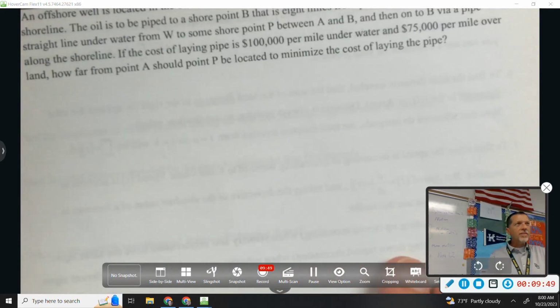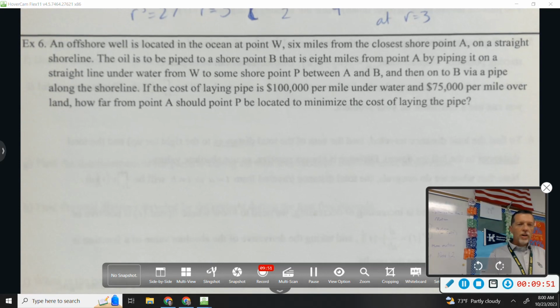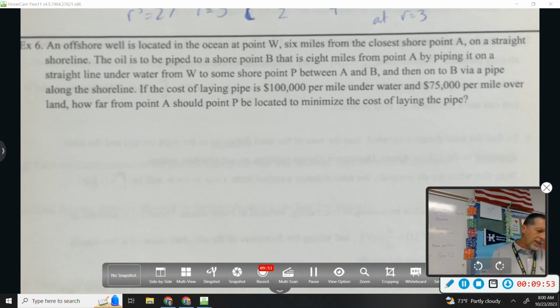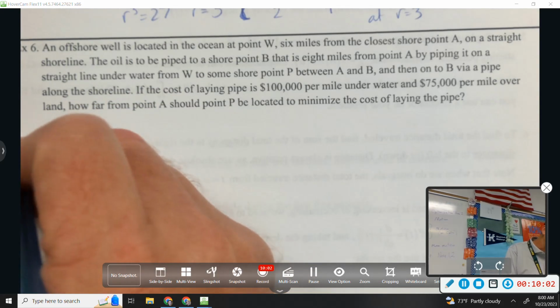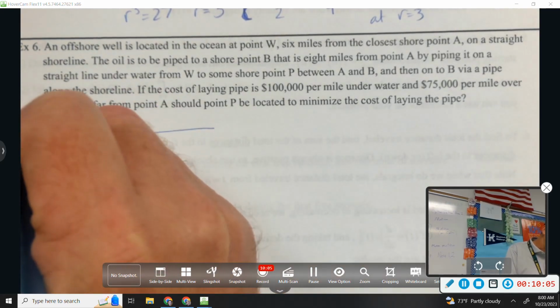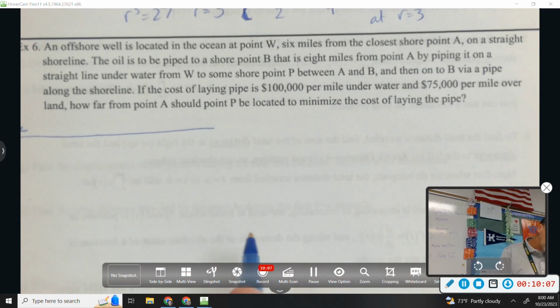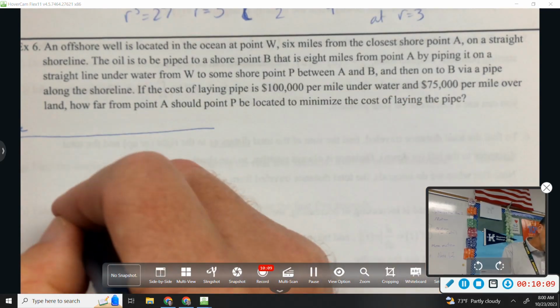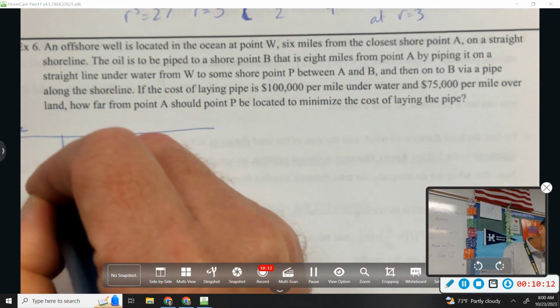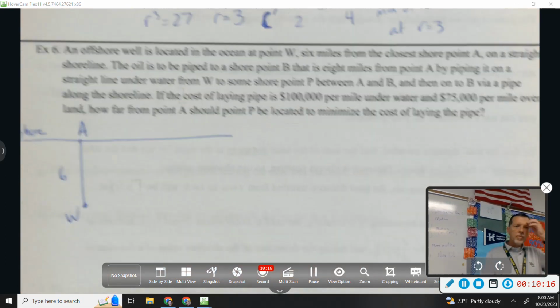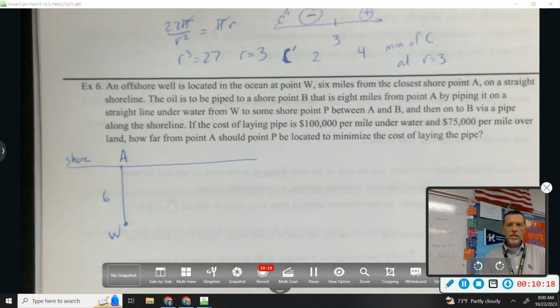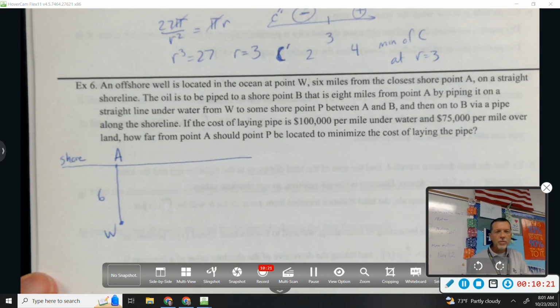Number 6, last example. An offshore well is located in the ocean at point W, 6 miles from the closest shore point A on a straight shoreline. Shoreline, W is 6 miles away from point A. Okay, all that was the first sentence.